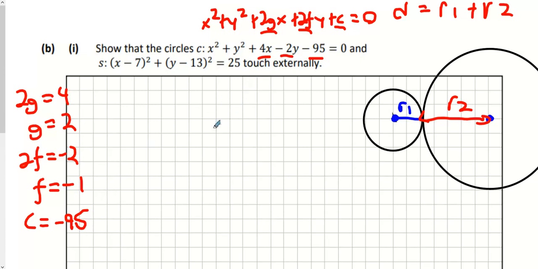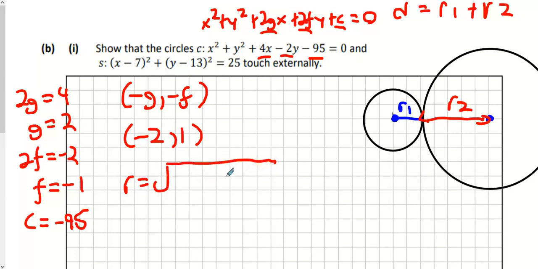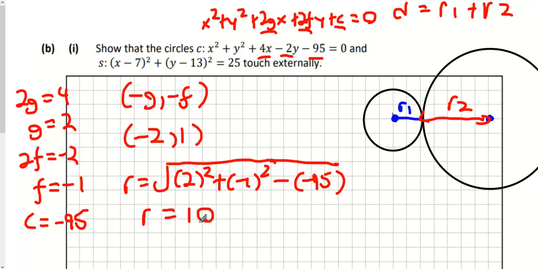So the center of the circle is (minus g, minus f). Minus g, minus f in this case will be (minus 2, 1). Its radius will be the square root of g squared plus f squared minus c, which is minus 95. Put all that in the calculator, you're going to get a radius of 10.